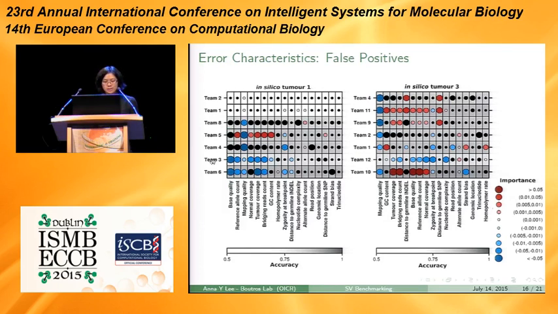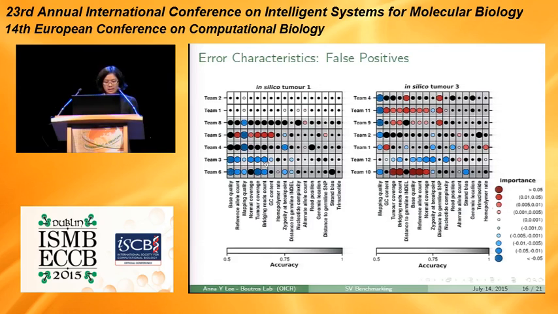Okay, so this is a bit complicated, but if we focus on the left plot first, we have along the rows the different teams participating in the challenge for the first tumor, and along the columns we have the different sequence features that we examined. The size of each dot reflects the variable importance, and if the dots are blue, that indicates that a low value is associated with false positives in this case, and if it's red, then higher values are associated with the false positives.